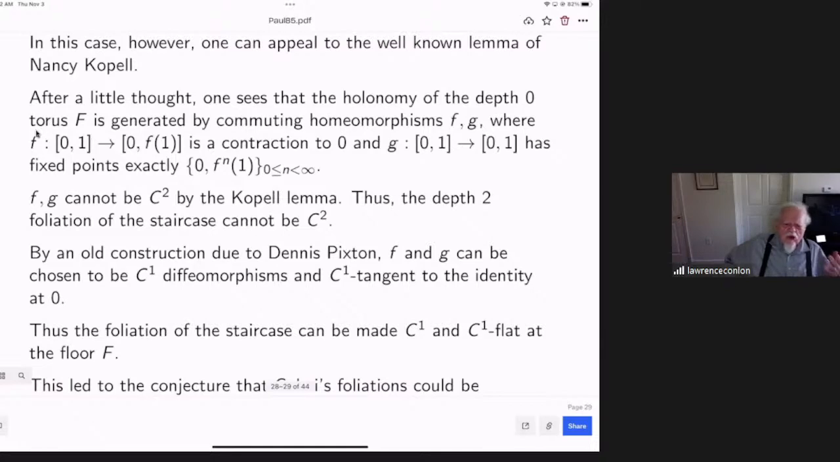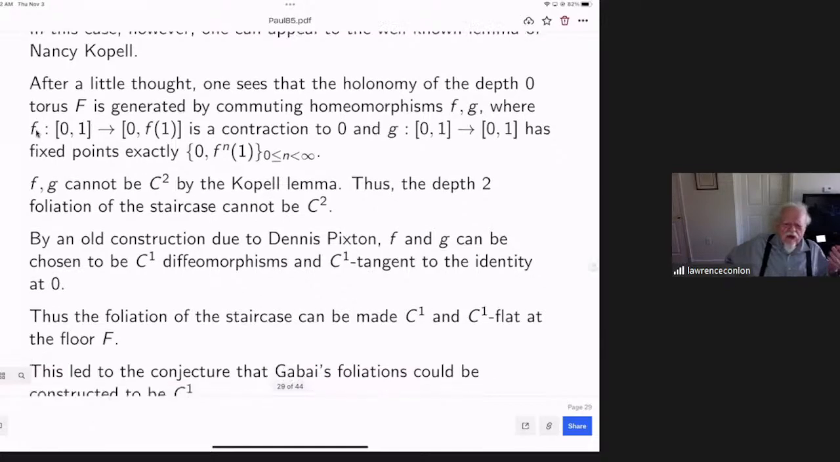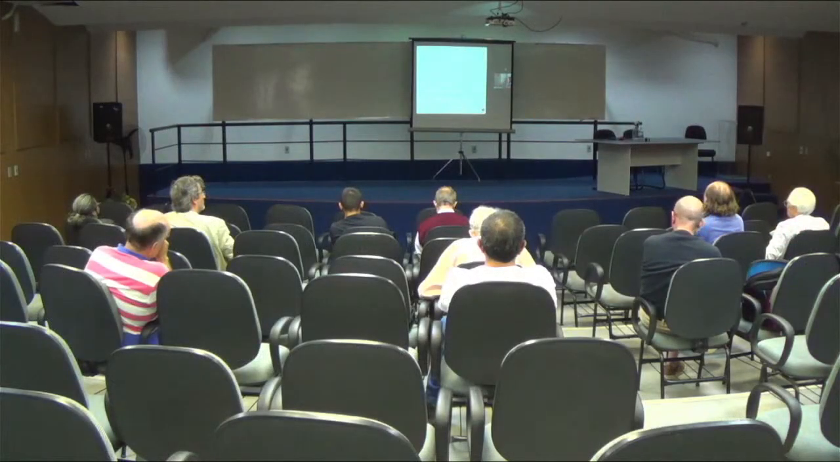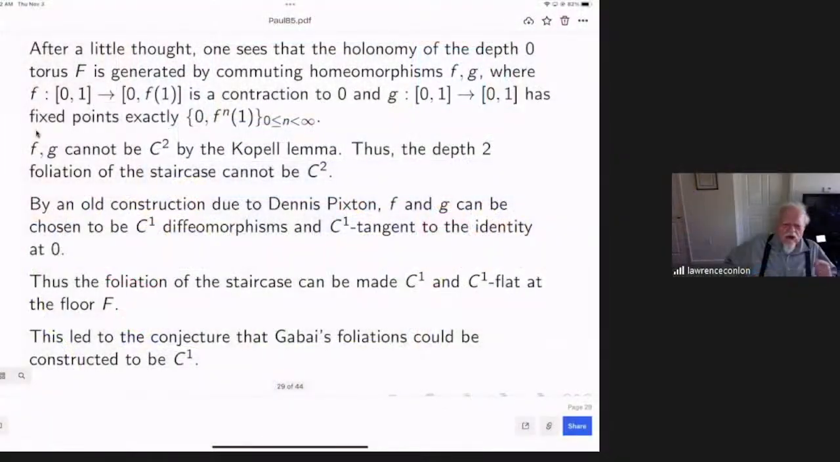Now, by an old construction of Dennis Pixton, you can choose these F and G to be C1 diffeomorphisms and C1 tangent to the identity at 0. So this staircase can be made C1 and C1 flat at its floor. So this leads us to conjecture that Gabai's foliations can be constructed to be C1.